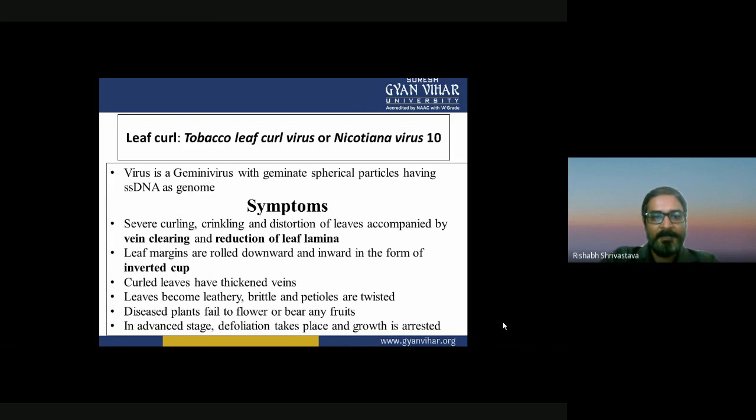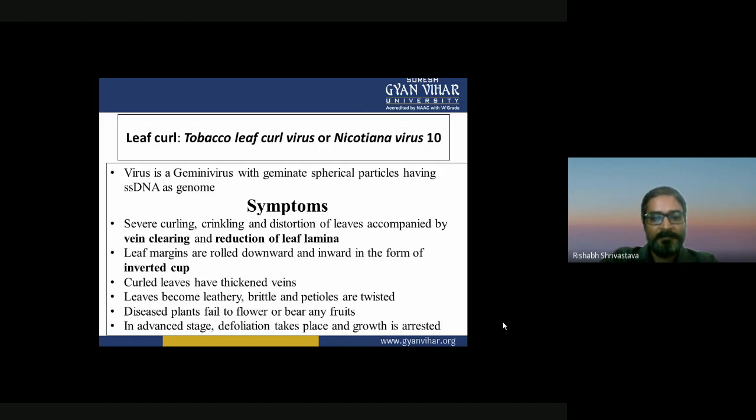Leaf curl. Tobacco leaf curl virus or Nicotiana virus 10. The virus is a Gemini virus with geminate spherical particles having single-stranded DNA as genome. Symptoms: severe curling, wrinkling, and distortion of leaves, accompanied by vein tearing and reduction of leaf lamina. Leaf margins are rolled downwards and inwards in the form of an inverted cup.